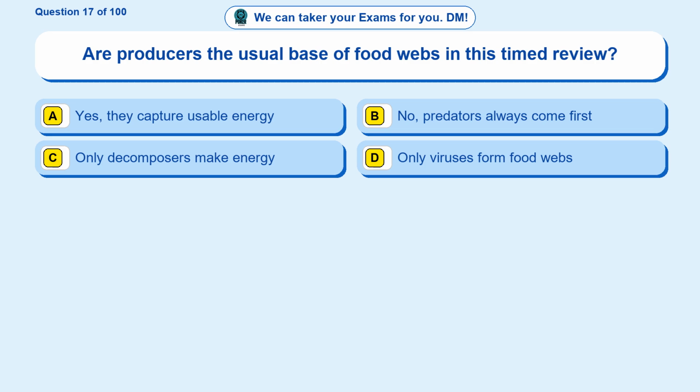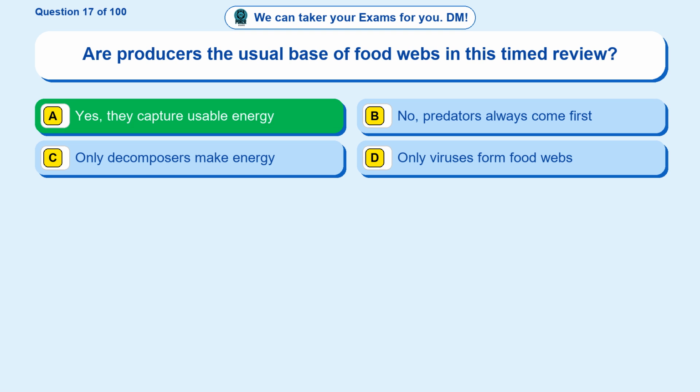Question 17. Are producers the usual base of food webs in this timed review? Option A. Yes, they capture usable energy. Option B. No, predators always come first. Option C. Only decomposers make energy. Option D. Only viruses form food webs.